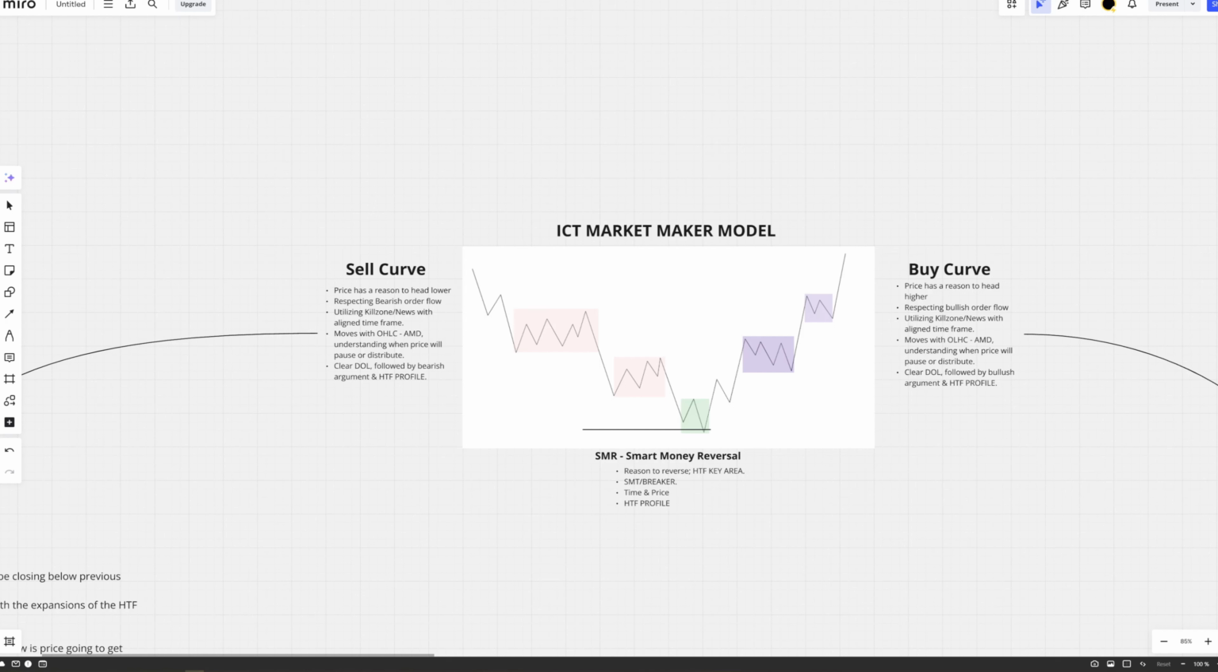All right, guys, let's talk about ICT market maker models. Quick disclaimer: anything I say is not financial advice. I'm going to teach it how I see it. If you want to see ICT's way, go watch his video. This is how I see it.